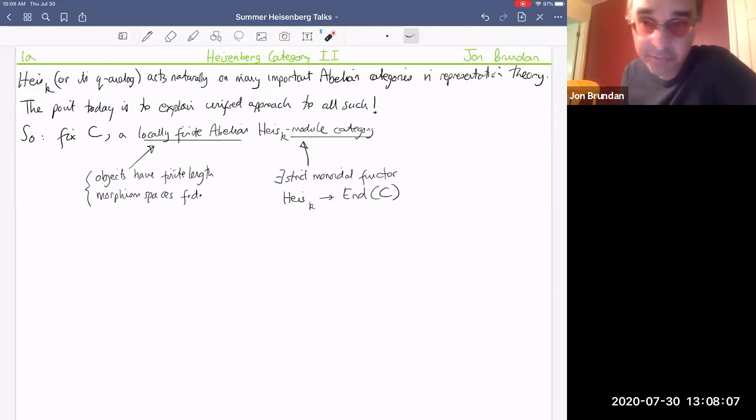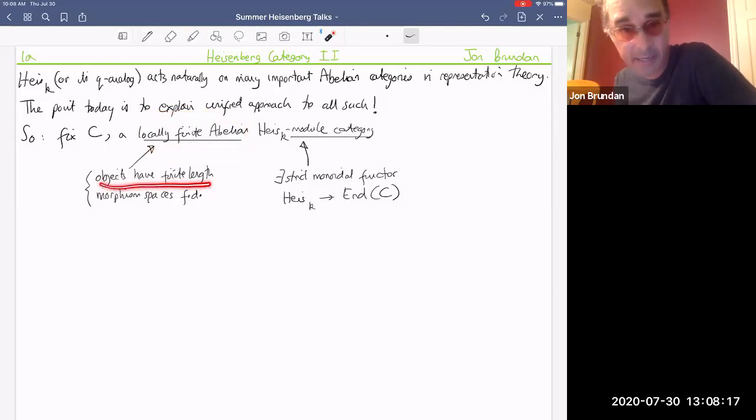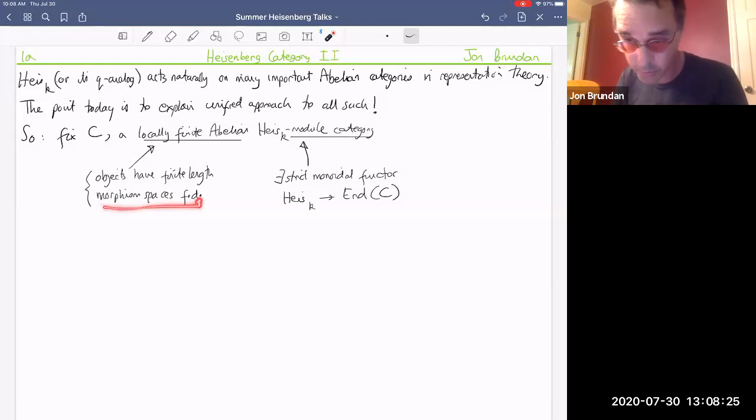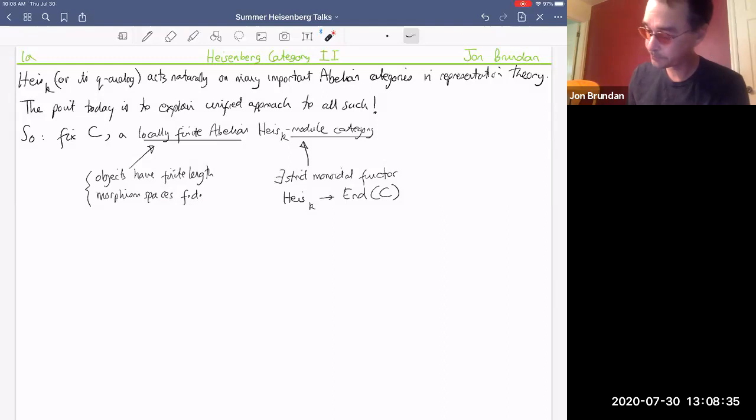And I need some finiteness. The finiteness condition I want to put on C today is just that it's a locally finite Abelian category. That means that all objects in this Abelian category C have finite length, and all the morphism spaces between two different objects are finite dimensional. That's essential because we're going to be looking at things like Jordan blocks and eigenvalues and such like. So we want finite dimensional morphism spaces.